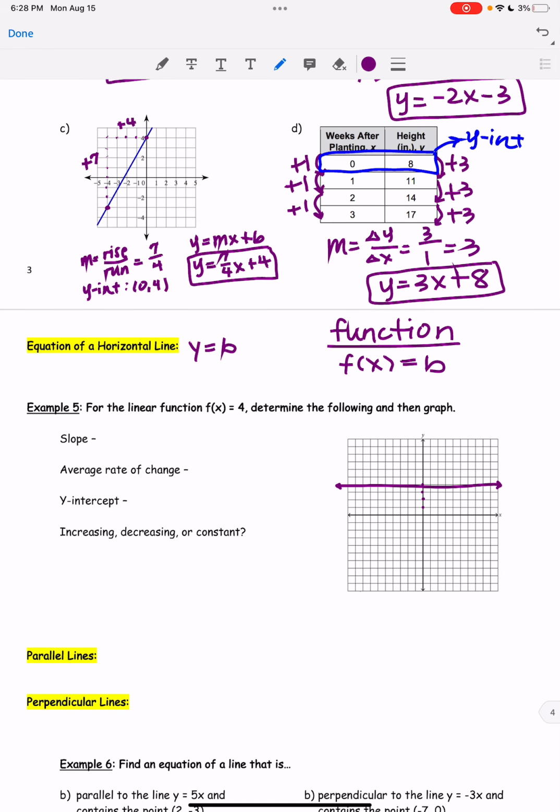So what is my slope if it's not going up and if it's not going down, if it's staying the same? It is 0. What is the average rate of change? These two things here are the same, so it's 0 as well. My y-intercept, where is it crossing this y-axis? At (0, 4). Is this increasing, decreasing, or constant? Horizontal is always constant.